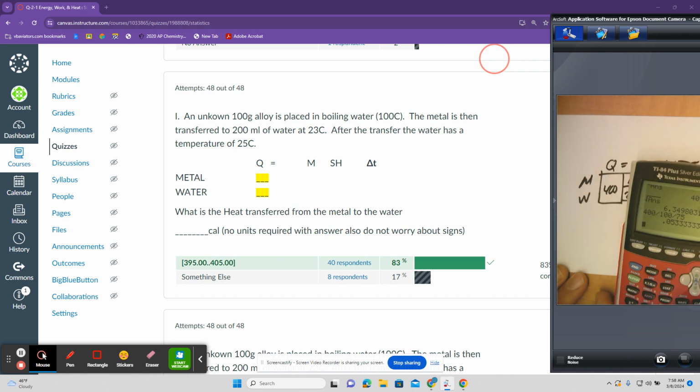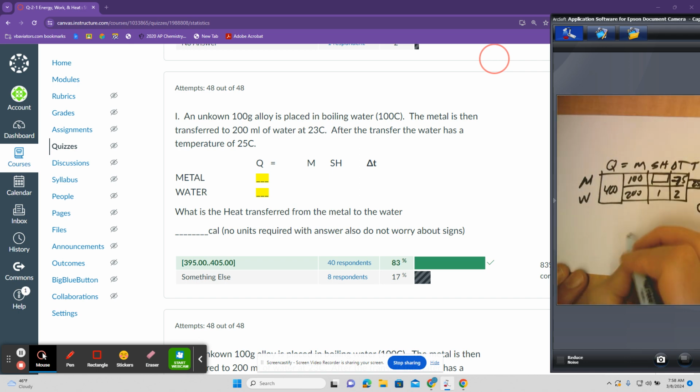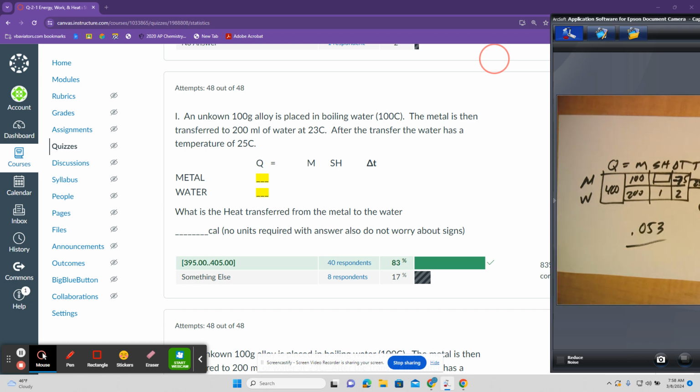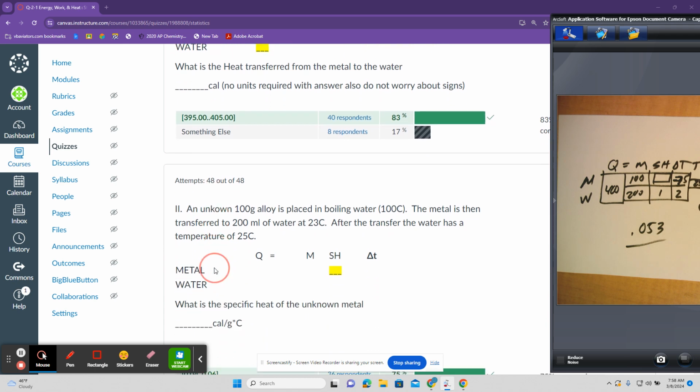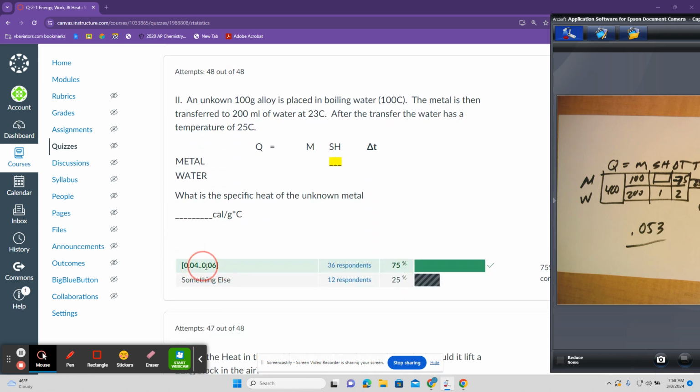That gives me roughly 0.053, which I think was tin's specific heat, if I remember right, from our lab. Let's see. Q has to be right in between these numbers. 400 gets the job done. Then we kind of go down and we look at what the specific heat was. That fits in that range nicely.